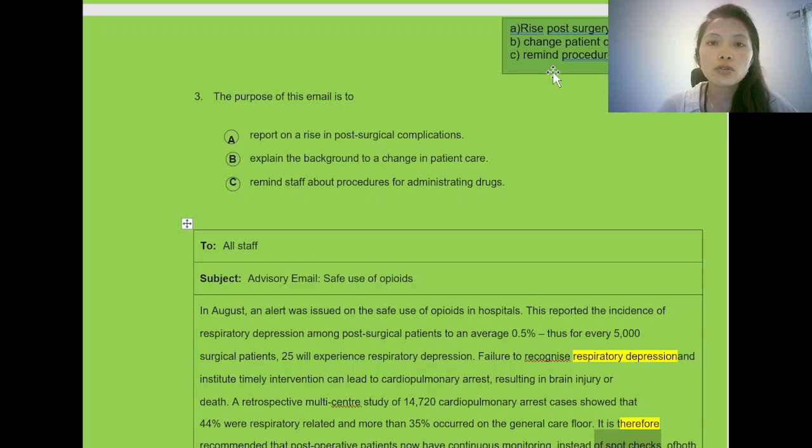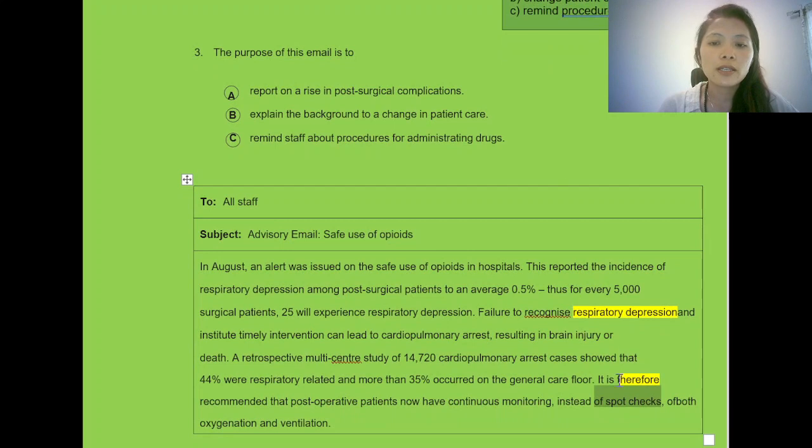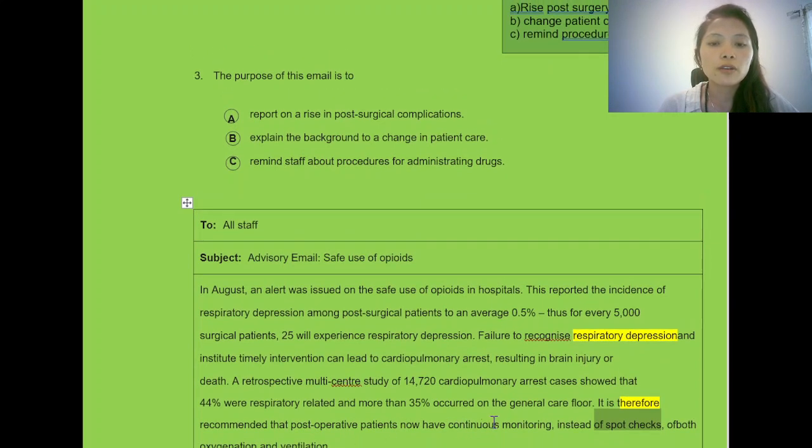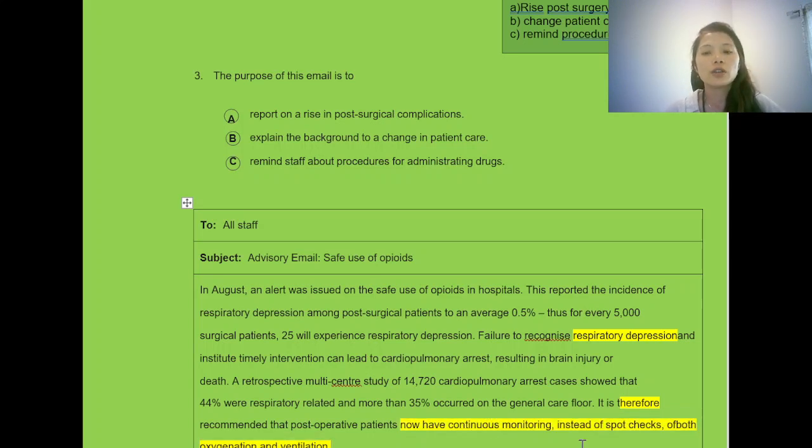However, when there is a contrasting statement changing in between in the B section, most of the answer will be in them rather than in the other part. So here also it is clearly "therefore" that the post-operative patient should have continuous monitoring. Now is a synonym meaning they have changed. Earlier they were doing the spot check only. Now they want the patient to be in continuous monitoring.